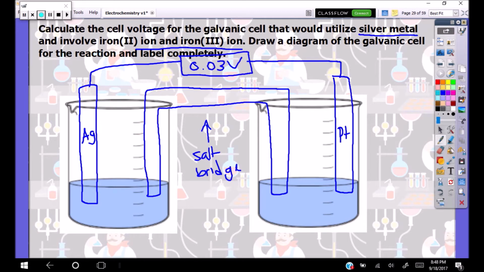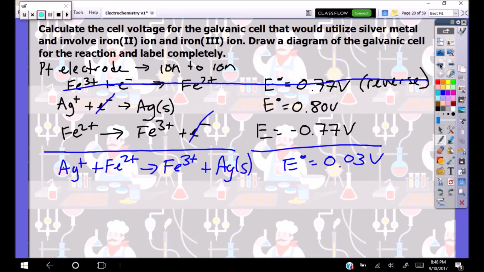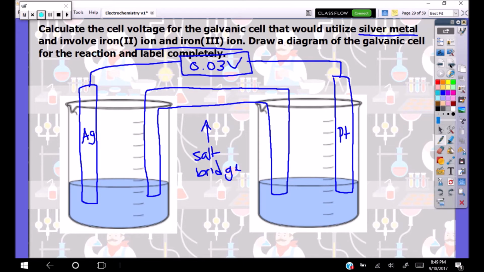So we need to figure out which is the cathode and which is the anode. So remember, reduction occurs at the cathode. So we need to go back to our reaction and see what's happening here. If we look, Ag plus is being reduced to silver metal. So since reduction occurs at the cathode, this is my cathode here. Cathode. You have to make sure you label that. And if that's the cathode, then the other is my anode. All right.